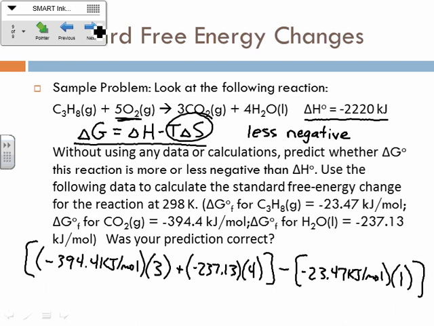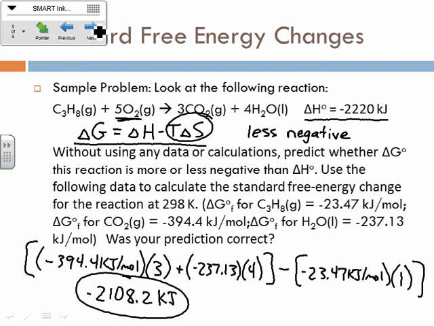Okay? So negative 394.4 times 3 plus negative 237.13 times 4 minus negative 23.47. That gives negative 2108.25. Again, because we're adding and subtracting here, I guess I'll round that to negative 2108.2 kilojoules. Okay? So was our prediction correct here?